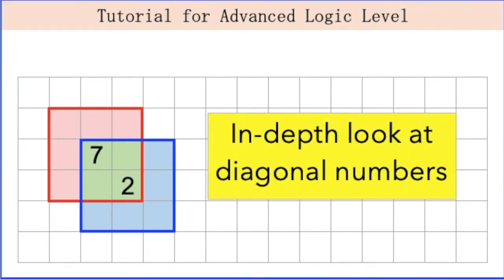This is tutorial number 9. I haven't done a tutorial in a while, so this is a continuation of number 8, and this will be all about the diagonal numbers. So before you proceed, if you haven't done so, please go back and watch tutorial number 8. I will leave the link below. You need to understand that before you can proceed to number 9.